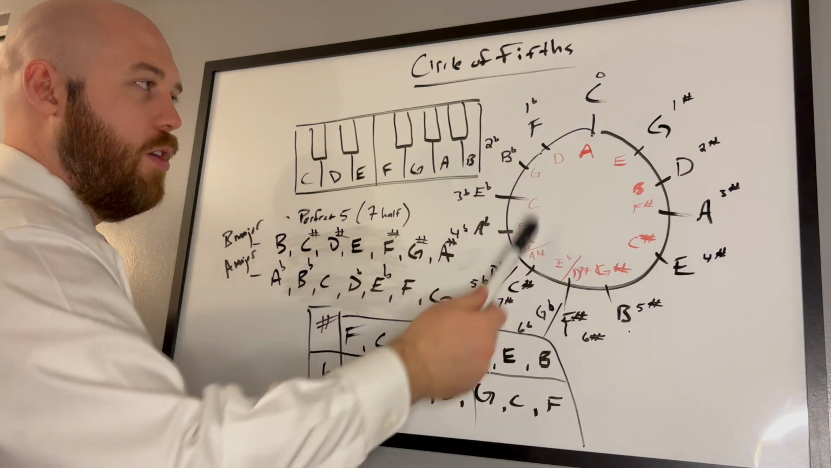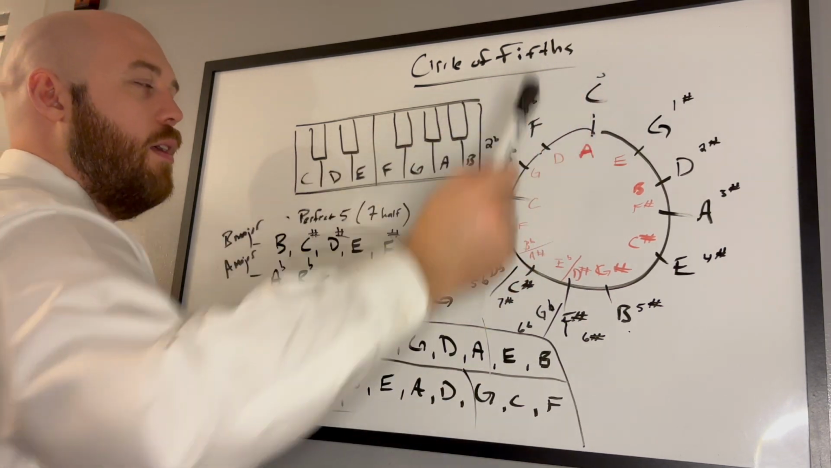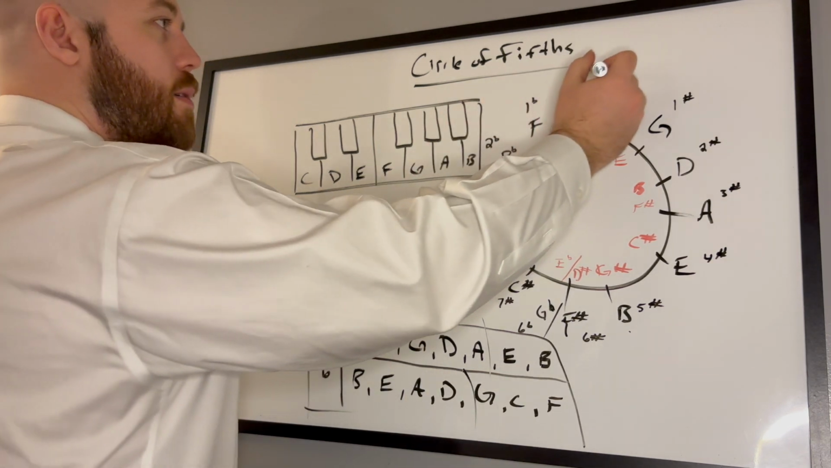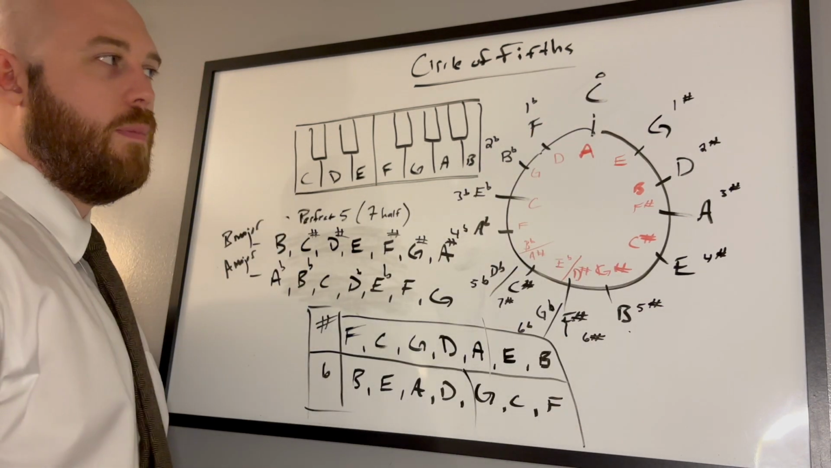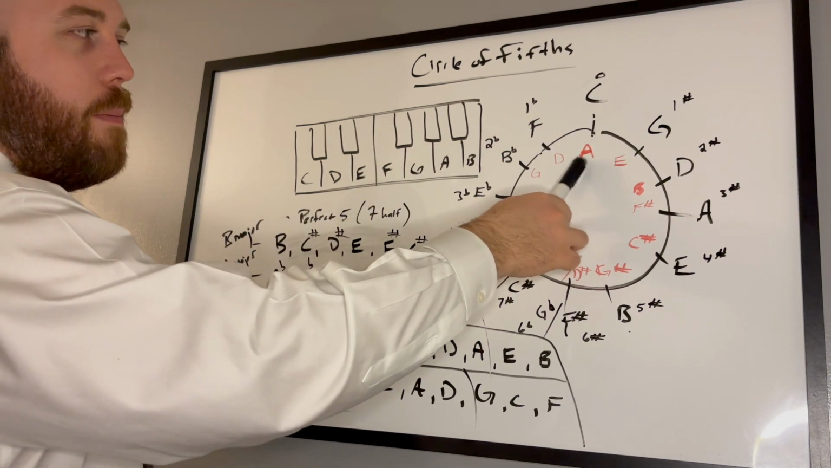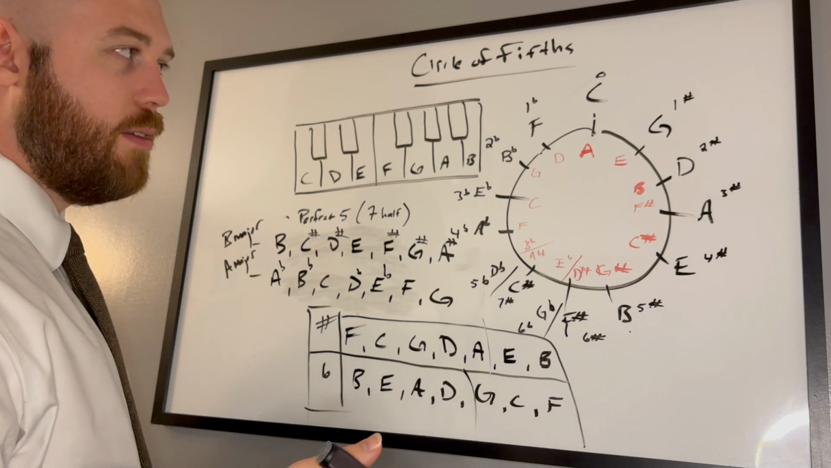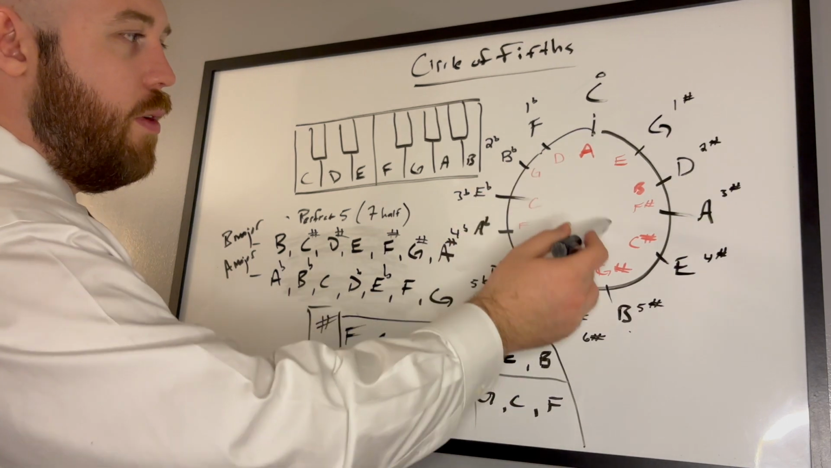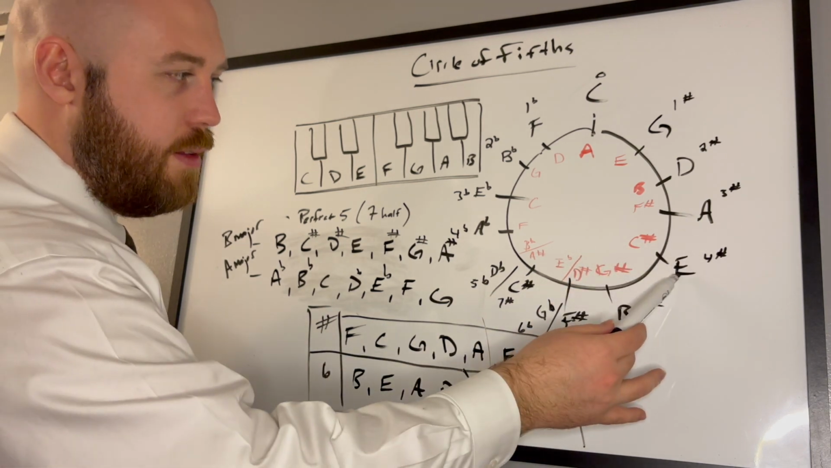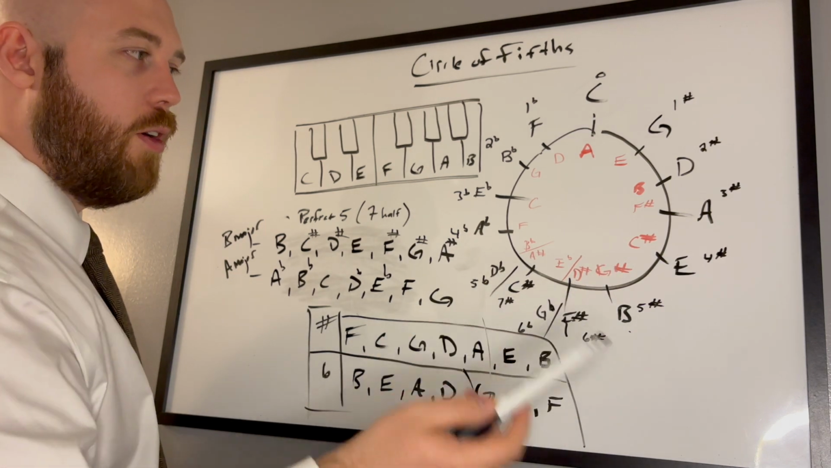So in this case, we can look at this and say, okay, well, I know a C major scale has 0 sharps and flats. That means A minor also has 0 sharps and flats. Okay, let's go to a different one. E has 4 sharps. That means C sharp minor also has 4 sharps.